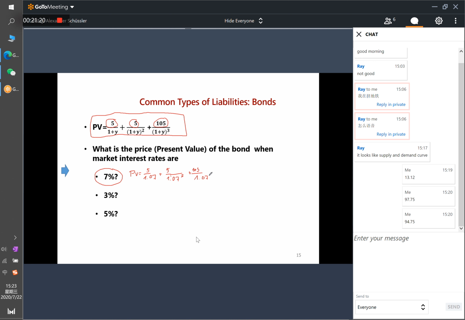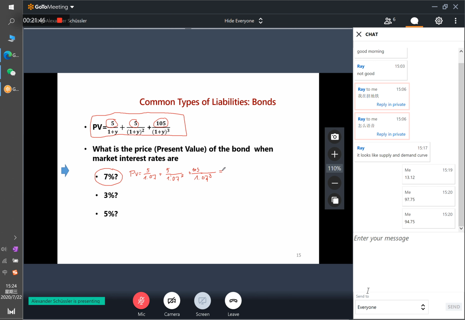Seven to the power of 3. Yeah, so this is what we have to calculate. So what is the correct answer? Type it in your calculator.